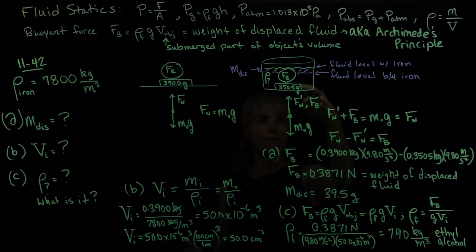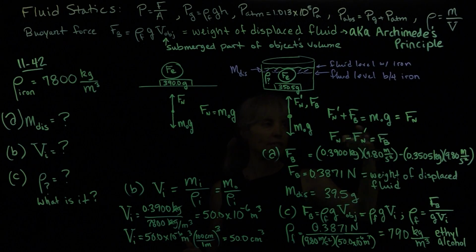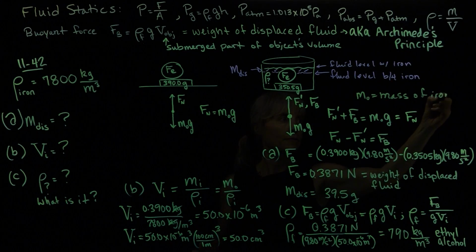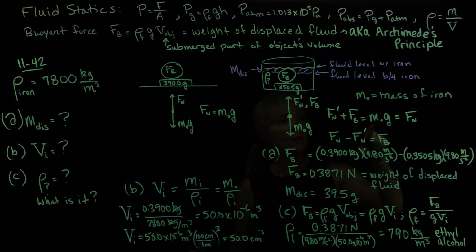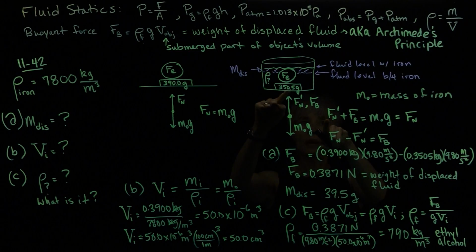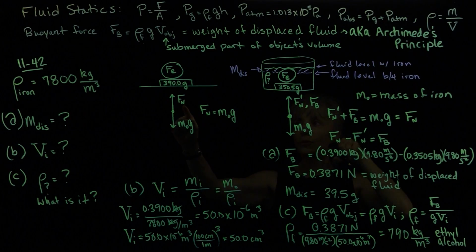Writing down Newton's second law, the forces up must equal the forces down to have static equilibrium. So Fm prime plus Fb must be equal to the mass of the object, which is the iron in this case, Mo, equal to the mass of iron times the acceleration due to Earth's gravity. But Mog is the same as the normal force when the object is outside the fluid. So notice that the normal force being supplied by the scale in the fluid, I'm giving a prime sign to distinguish it from the normal force the iron experiences outside of the fluid.